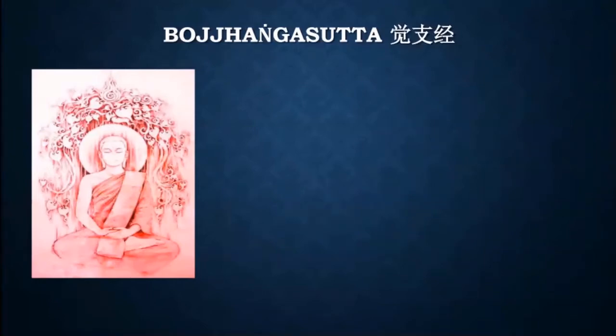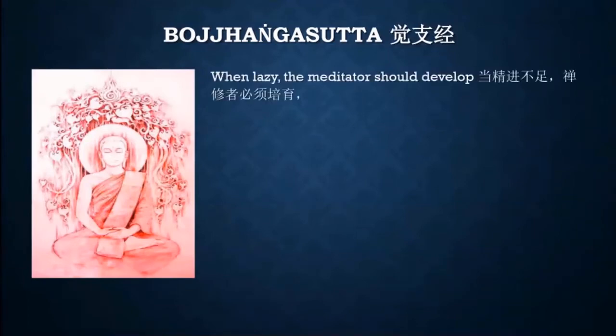Okay, now we have to go to the next discourse, the Bojjhanga Sutta. I think many people know the Bojjhanga Sutta. We have many Bojjhanga Suttas, but this one is from the Samyutta Nikaya. How to develop the Bojjhanga, the seven enlightenment factors. So, the first one: when lazy, the meditator should develop Dhamma Vicaya Sambojjhanga, the investigation of Dhamma. We have to investigate the noble truths, the elements, the aggregates, and so on. If we can develop Dhammavicaya Sambojjhanga, we can be free and feel active. We can be energetic again.